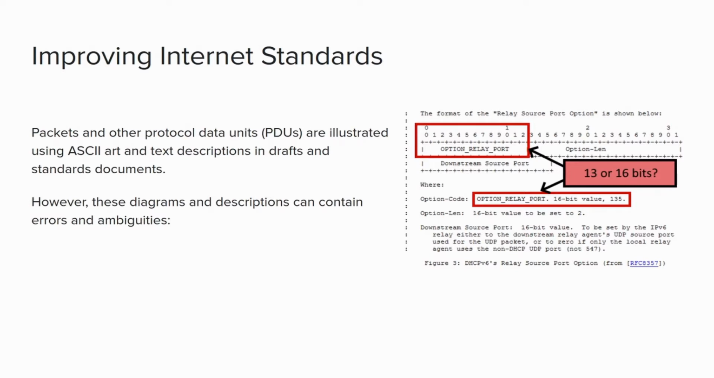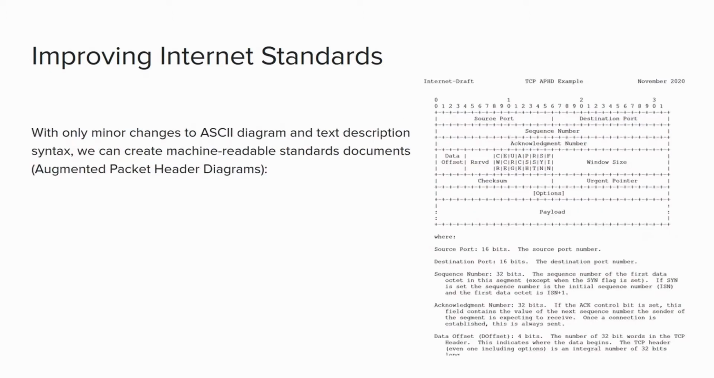For example, in the image on the right, the ASCII diagram claims that the field option relay port is 13 bits long and option len is 19 bits long, but the text description says that they should both be 16 bits in length. These errors and inconsistencies create ambiguity for people implementing protocols.